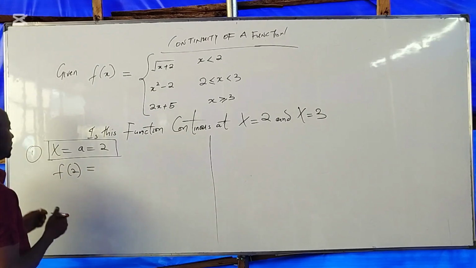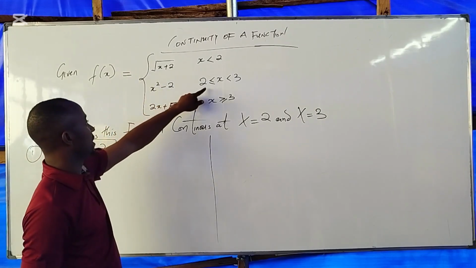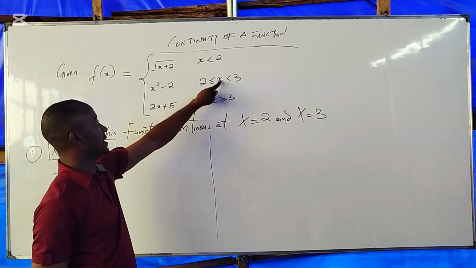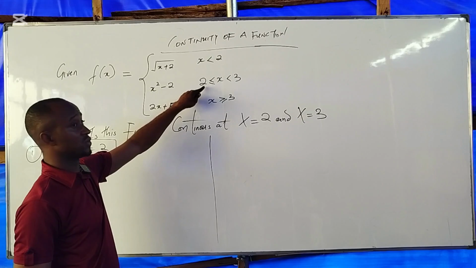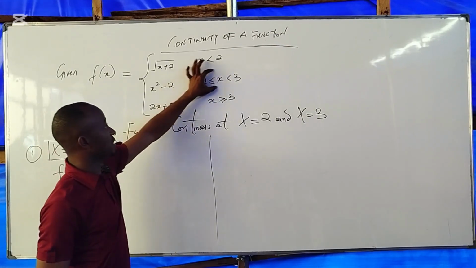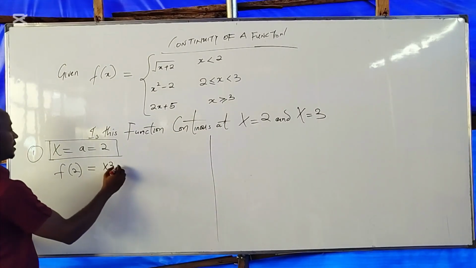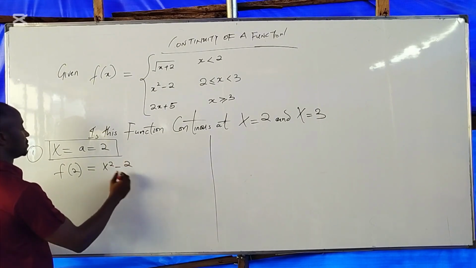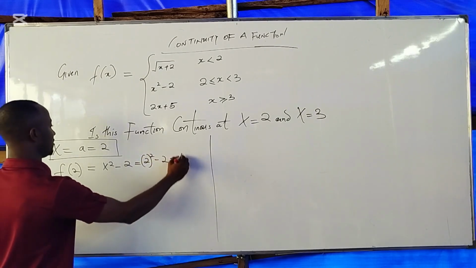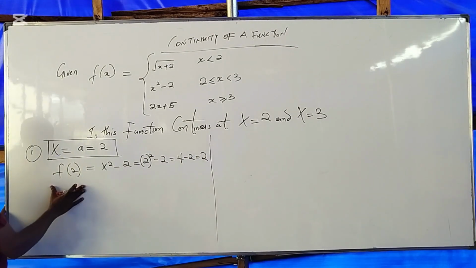f of 2 is simply defined on which function? On this function, because here we are told that 2 is less than or equals to x. This simply means that x is greater than or equals to 2. So since we have an equal sign, the value of x equals to 2 can be captured in this range, right? So that means we're going to use x squared minus 2. And that will give us 2 squared minus 2. So we're going to have 4 minus 2 equals to 2. So we have defined f of 2.